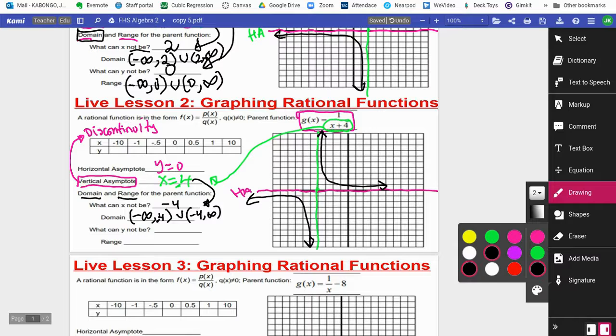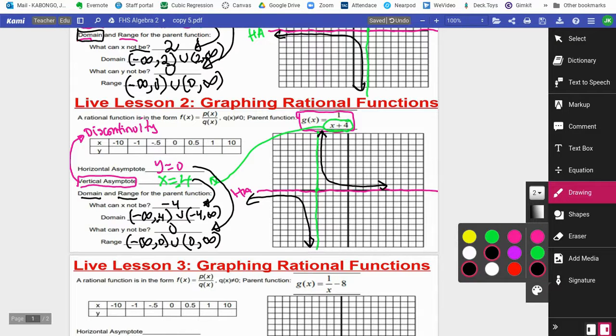The range cannot be 0. It can be anything on the y except 0. So starting at the bottom, negative infinity goes to 0. It does not include 0. That's when I'm using parentheses. And it goes from 0 to infinity. Are you with me? Yes, you are.